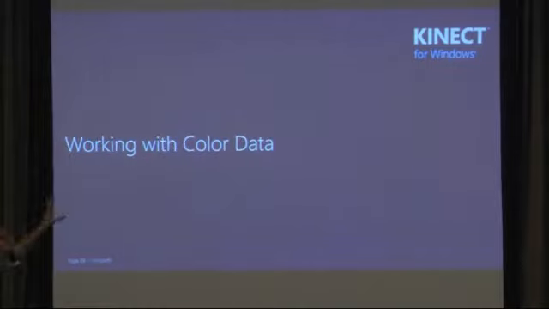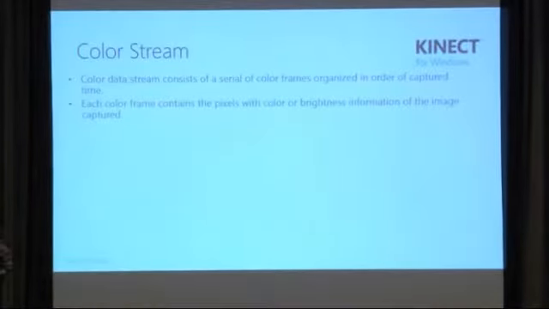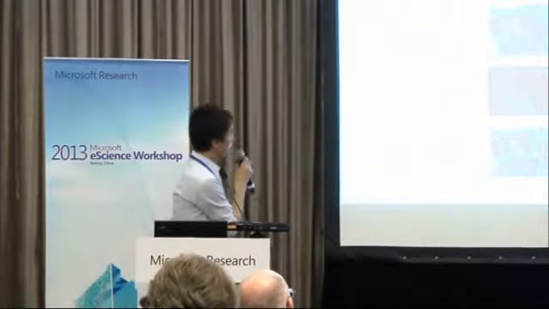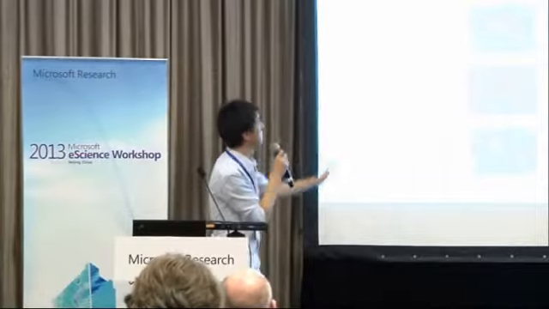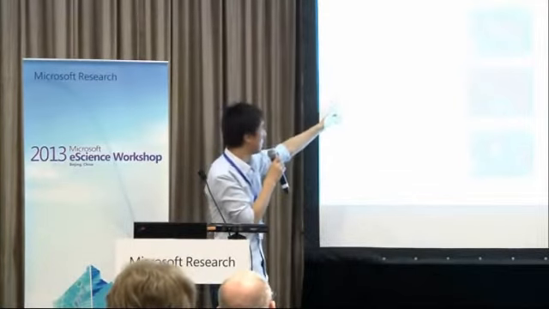Now, let's look at the color data. The color stream also consists of frames in order of time, and each color frame consists of pixels, carrying color information or brightness information. Kinect for Windows SDK provides 3 types of color frame. We have 3 resolutions for the RGB frame, 1 resolution for the IR frame, and 2 resolutions for the Bayer frame. So these are the 3 types of color frames.